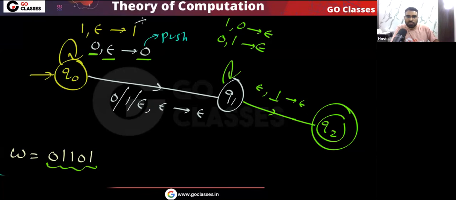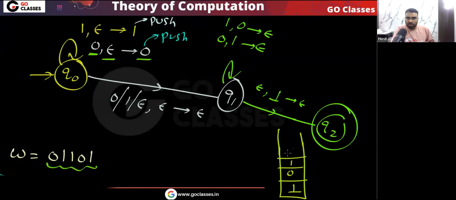I hope you understood. So tell me, for this string, what will we push on the stack? On the stack there is already a bottom symbol. For 0 we will push 0, for 1 we will push 1, for 1 we will push 1, for 0 we will push 0, and for 1 we will push 1. Yes or no? This we will push as it is.